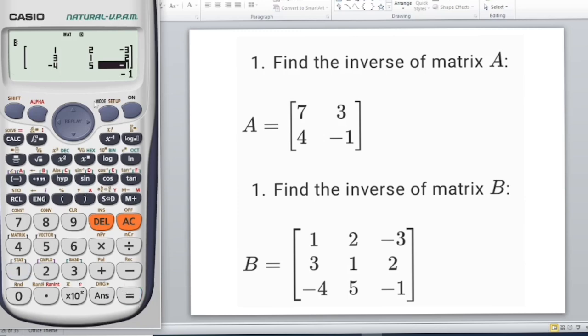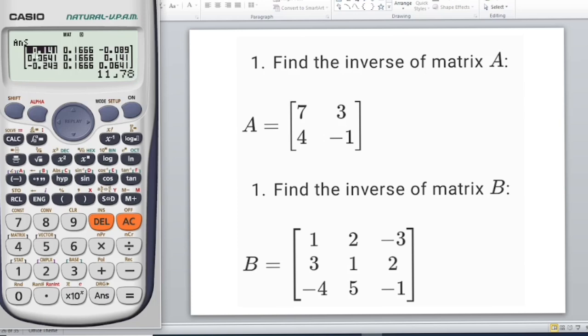This is 1, 2, 3. 3, 1, 2, minus 4, 5, minus 1. Save by pressing AC. So move over to shift, 4, mat B, which is 4. Then click on the inverse by pressing this. So this is the inverse of mat B, just press equals to, and this will be the answer. So this is what we have now. But if it's a multiple choice question, it might not appear this way.